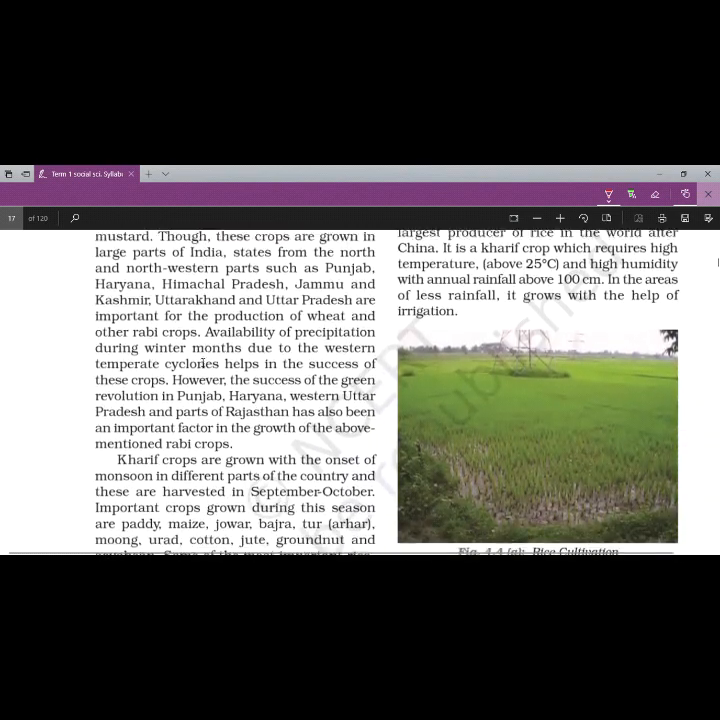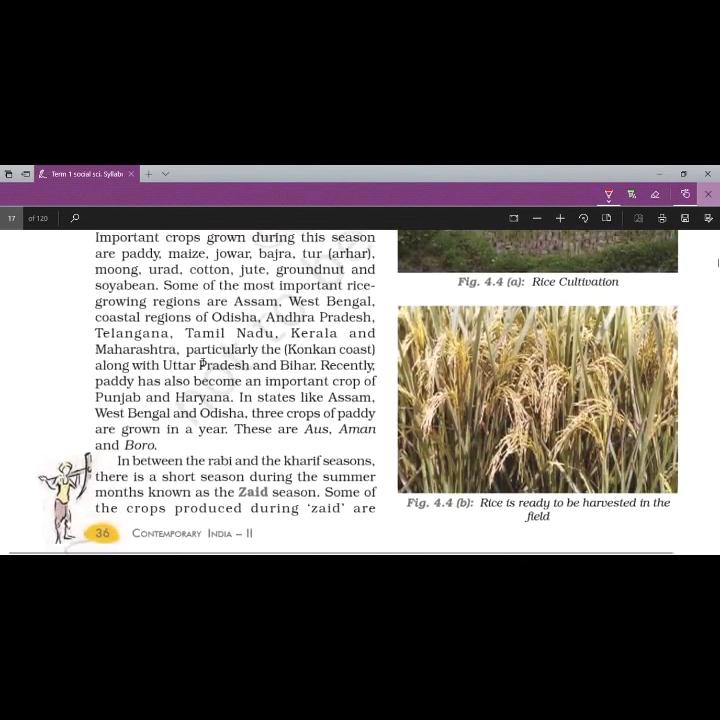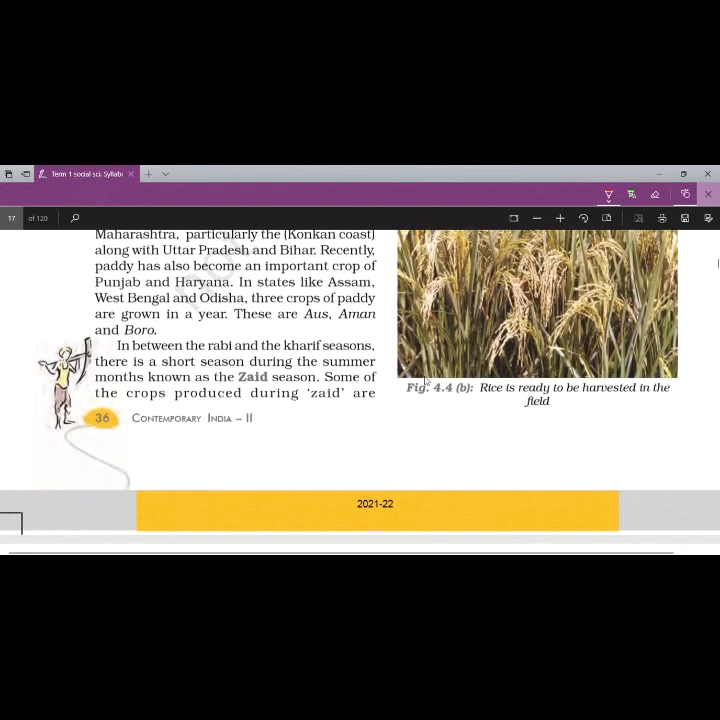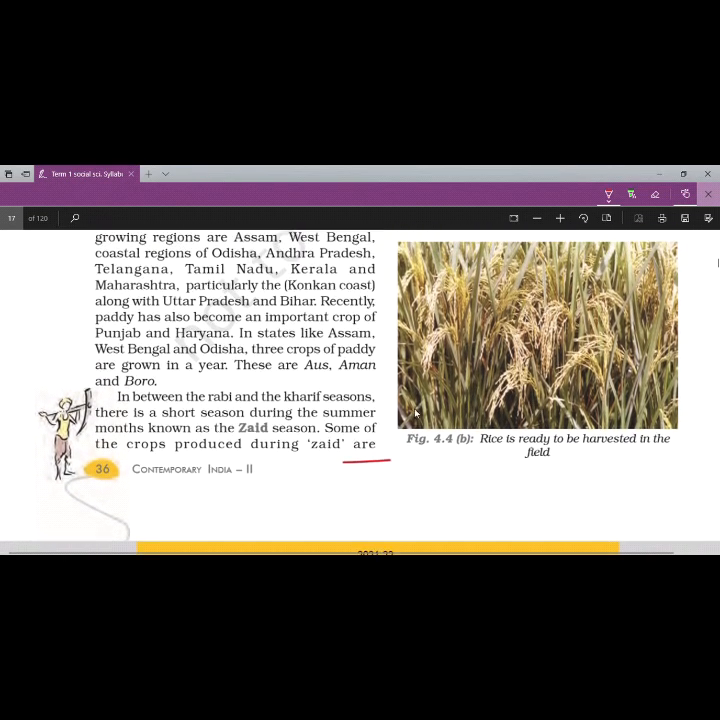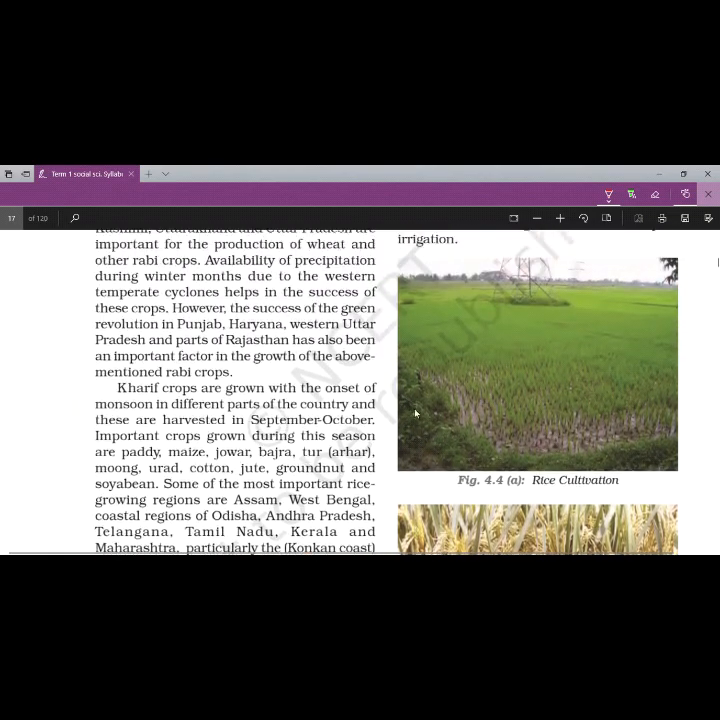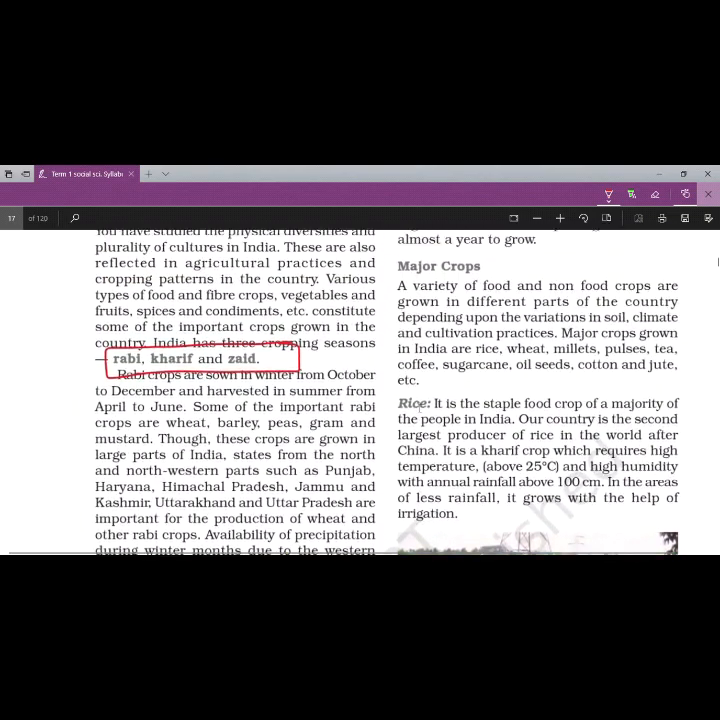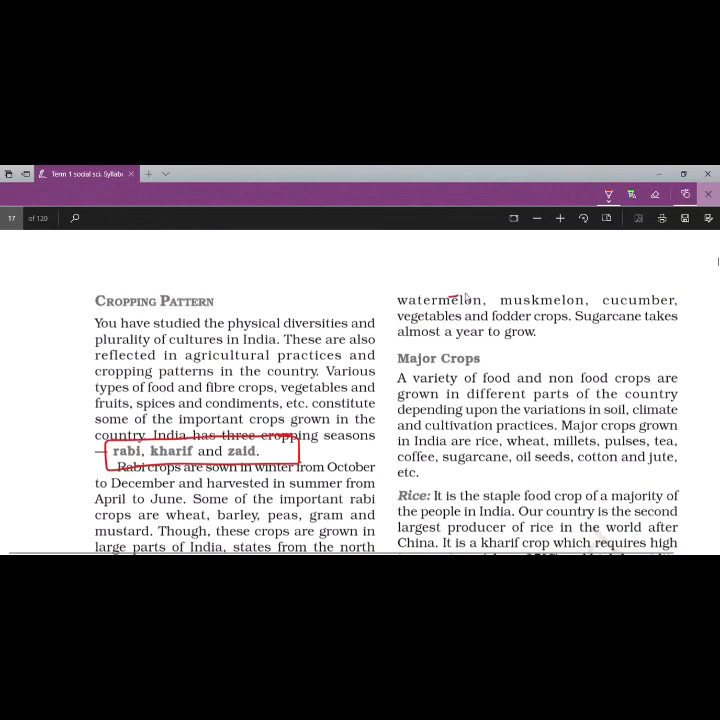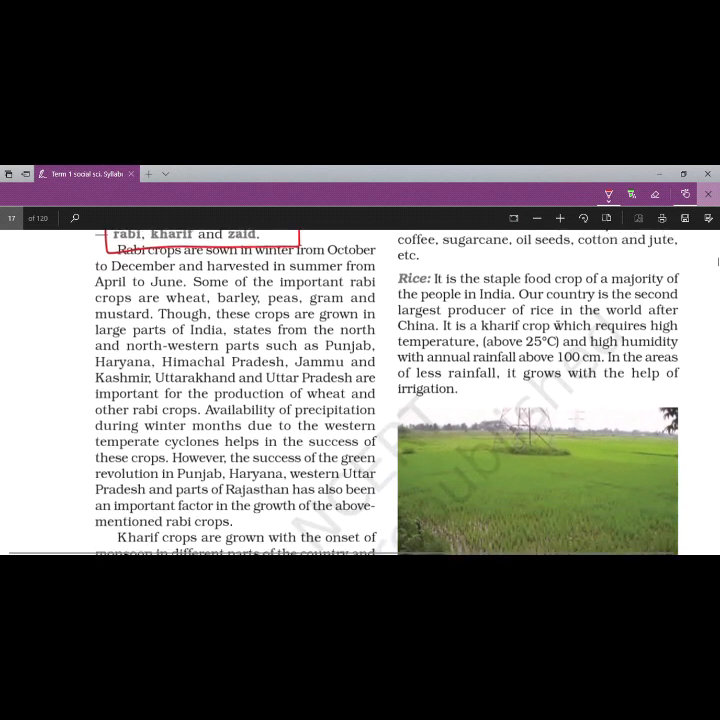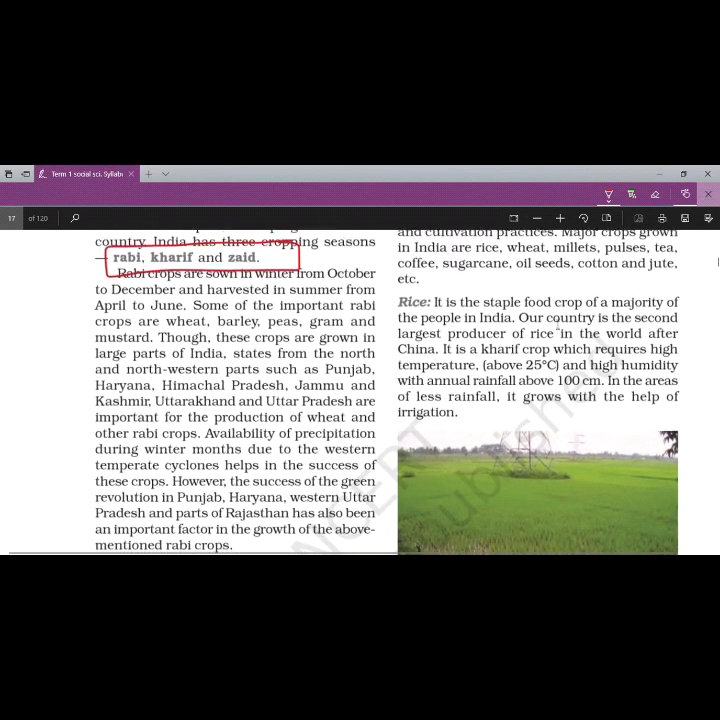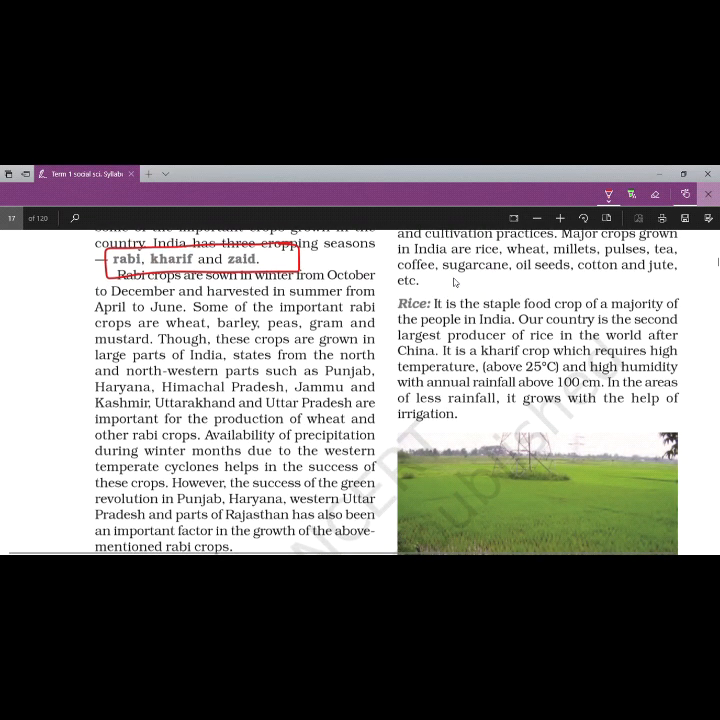In Zaid, what kind of crops can you get? This kind of question. In the Zaid season, watermelon, muskmelon. I show it to you like this. Zaid season, this kind of question. Then major crops. First is rice, and I also want to say that map work is also included from this chapter. So listen carefully.